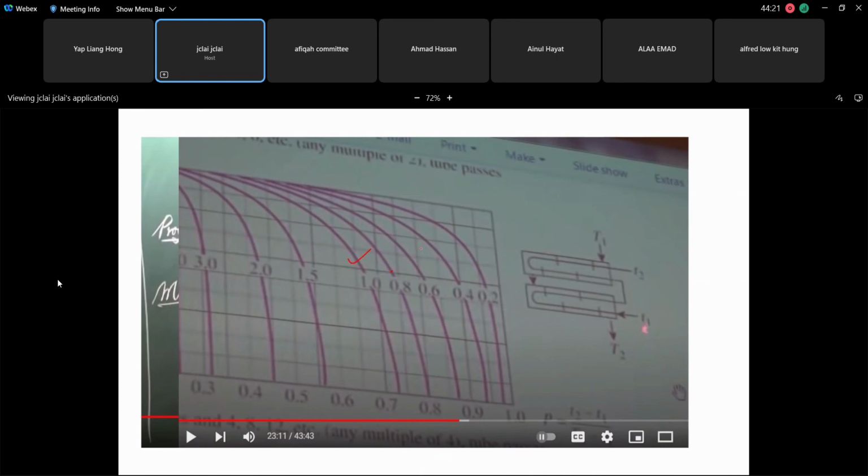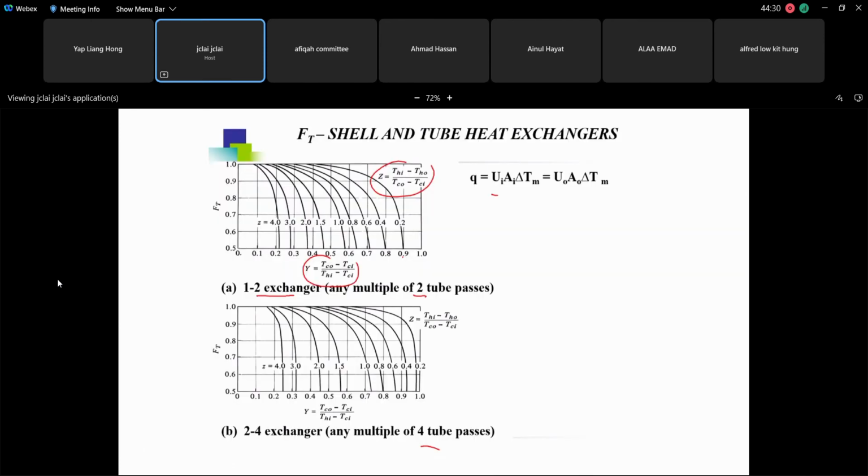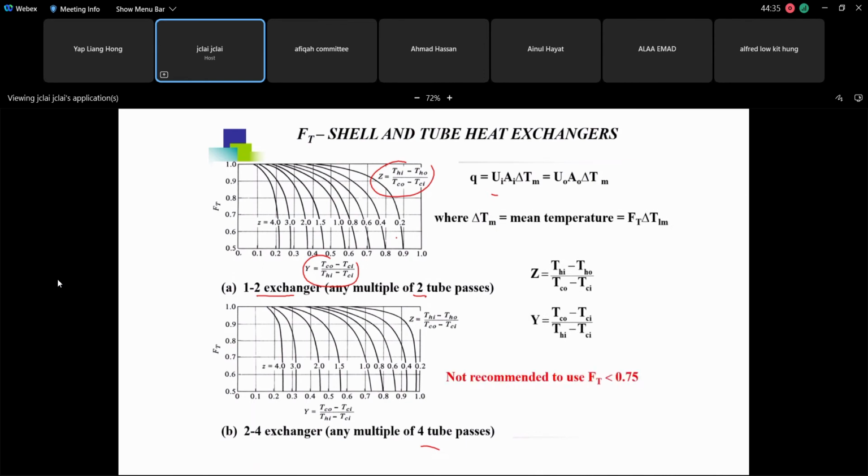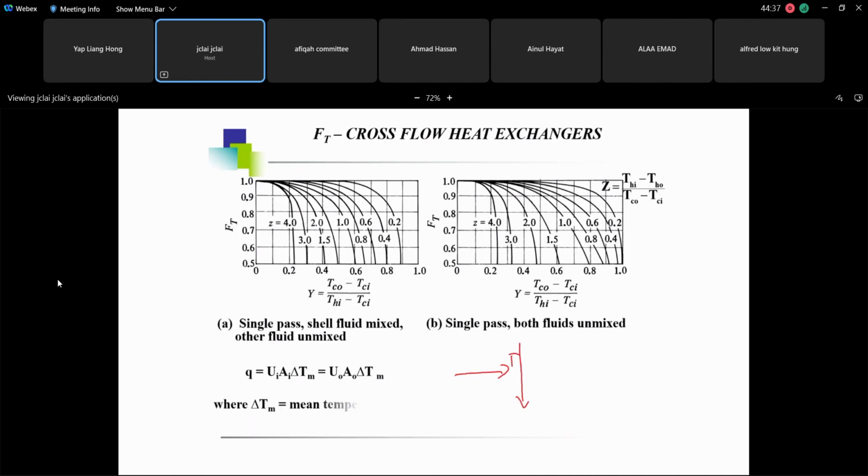The graph shown by the professor is different because he used a different textbook. Our textbook, the graph is like this. So I hope that you don't get confused. What else?